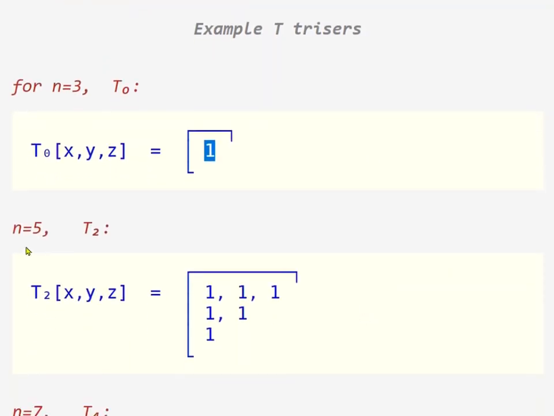And for n equals 5, the T2 tracer, remember the T tracer is for n minus 3, so 5 minus 3 is 2. The T2 tracer, 0, 1, 2, this is a power 2 tracer. You get all 1s like that, that's quite nice. So that's x squared plus xy plus y squared plus xz plus yz plus z squared.